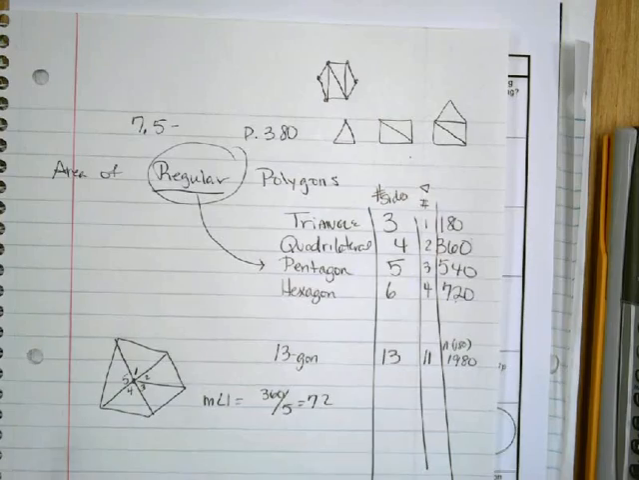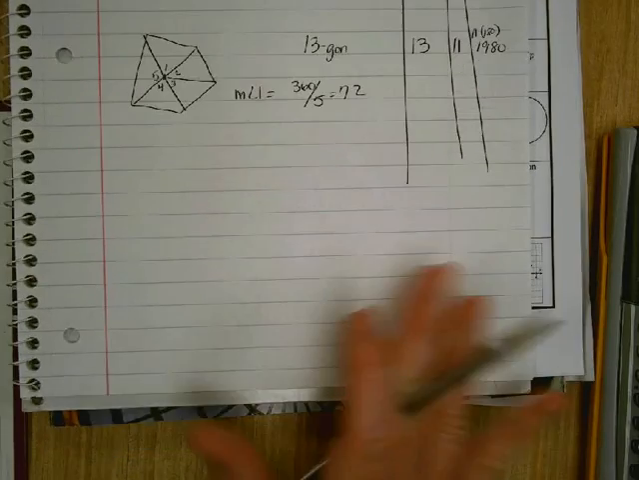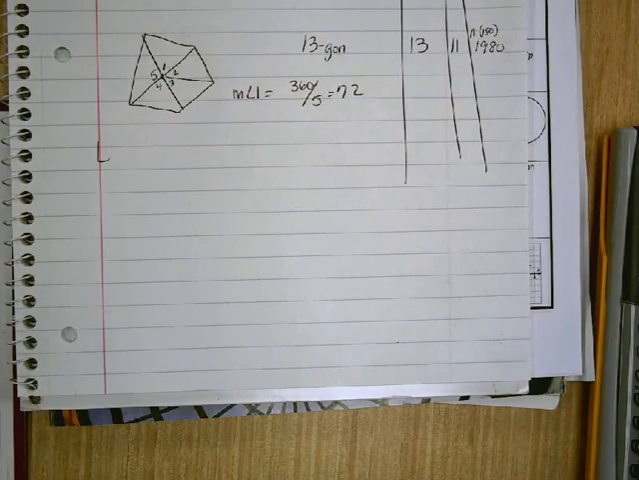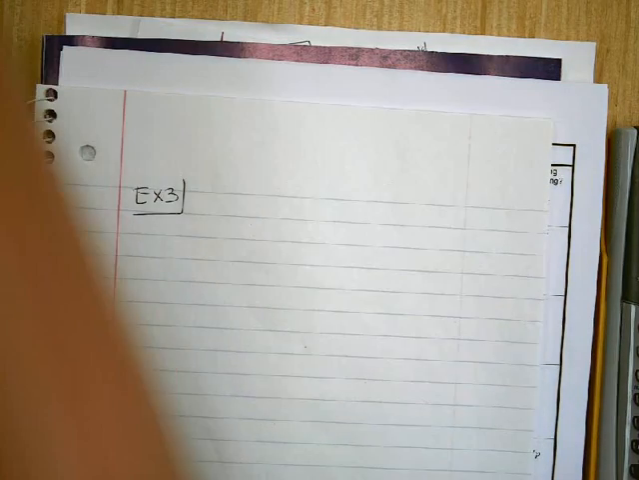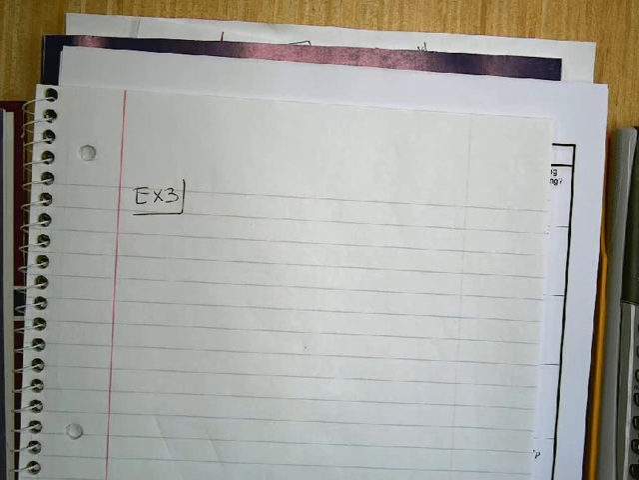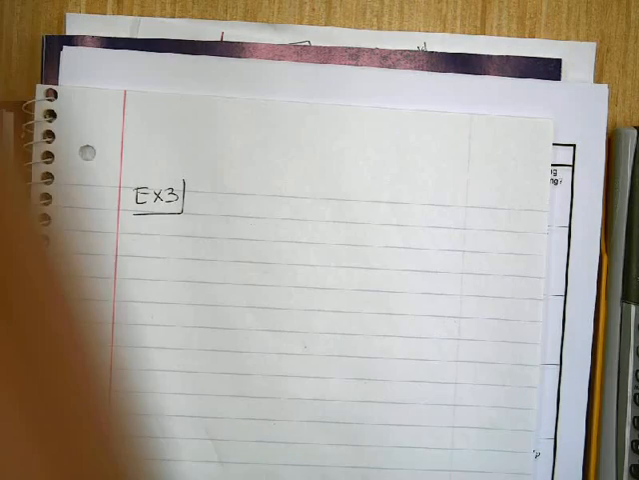Okay, moving right along, let's go to the next example. I'm turning the page. Example 3. I don't want to run out of time. I better give y'all homework. We better cut this lesson in half.